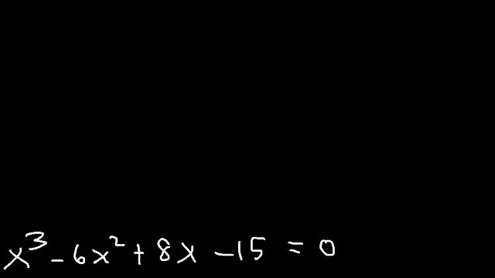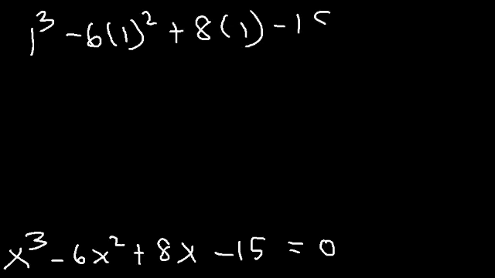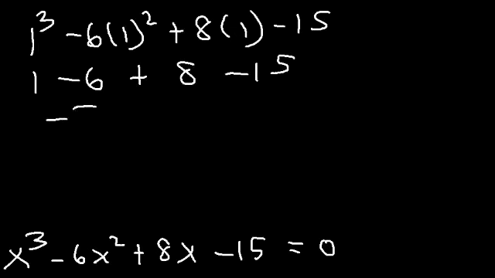So first, let's find the possible zeros. The possible zeros are factors of 15. That's plus or minus 1, plus or minus 3, 5, and 15. So let's start with 1. Let's plug in 1 to see if it's going to equal 0. If it does, then we can factor it. So this is 1 minus 6 plus 8 minus 15. 1 minus 6 is negative 5. 8 minus 15 is negative 7, so that's not going to work.